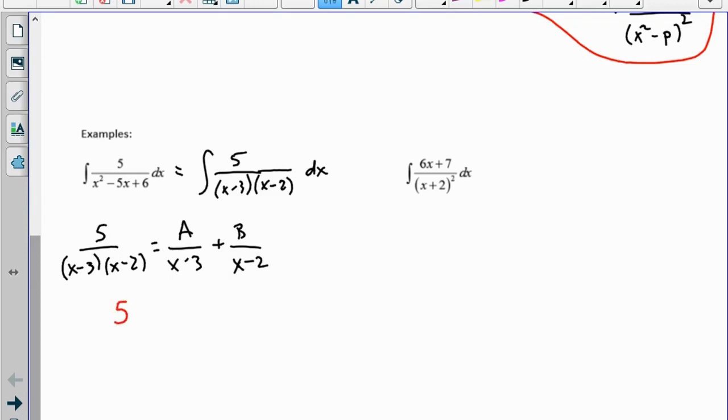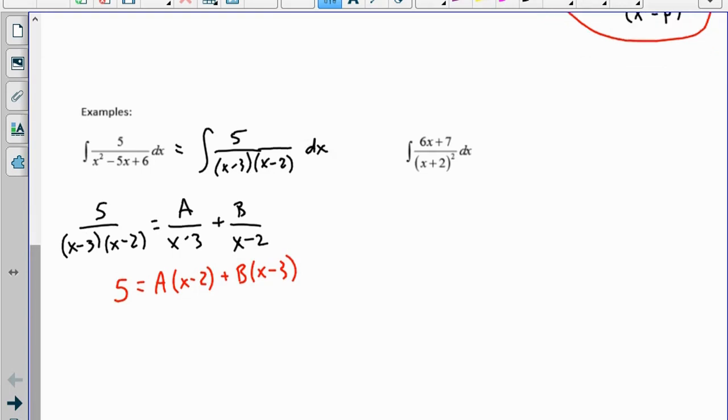So now that I have that, I'm going to multiply through by the common denominator. So I have 5 equals A times (x minus 2) plus B times (x minus 3). And then I just have to do a little bit of simplifying here. So I have Ax plus Bx. If I simplify that, I'll get (A plus B)x, and then I have negative 2A minus 3B on the other side. So that equals 5. Notice that 5 is the same thing as 0x plus 5. So that's just something to keep in mind.